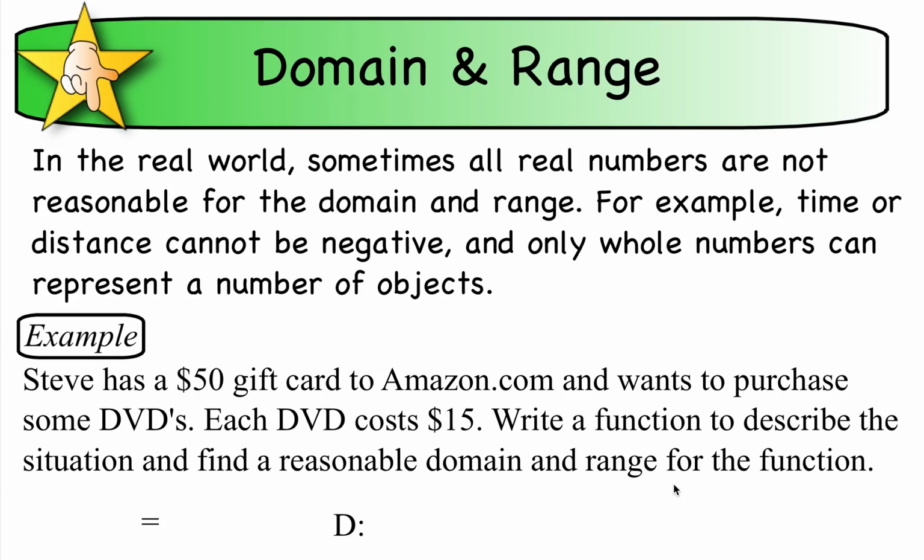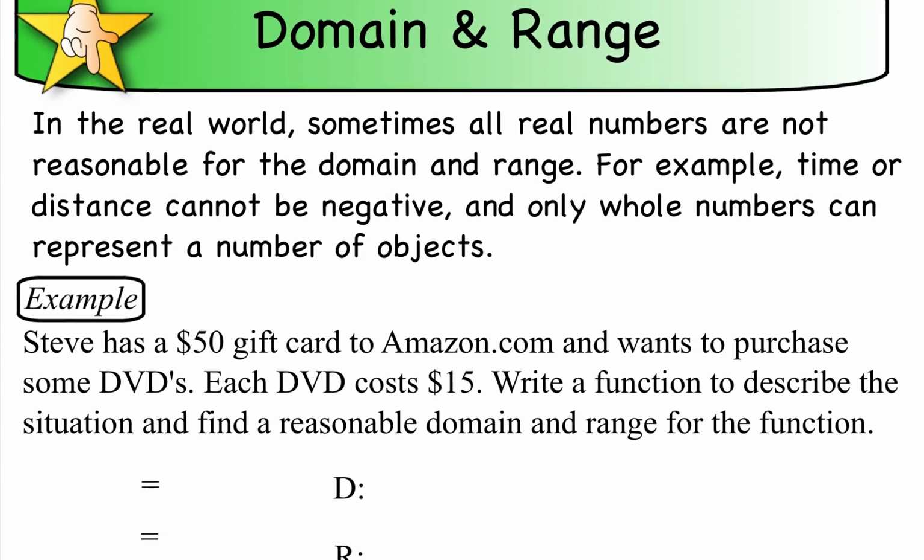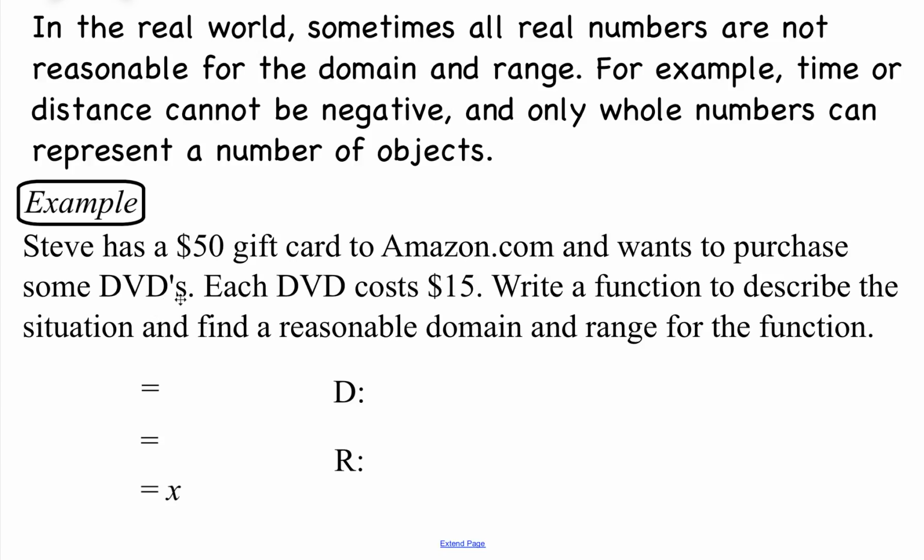In the real world, sometimes real numbers are not reasonable for the domain or the range. So you might think about time. We can never have negative time or negative distance. And so it makes sense to only use whole numbers to represent things. So here's an example of that. Suppose Steve has a $50 gift card to Amazon, and he wants to buy some DVDs, and each DVD is $15. Write a function to describe the situation, and find a reasonable domain and range for the function.